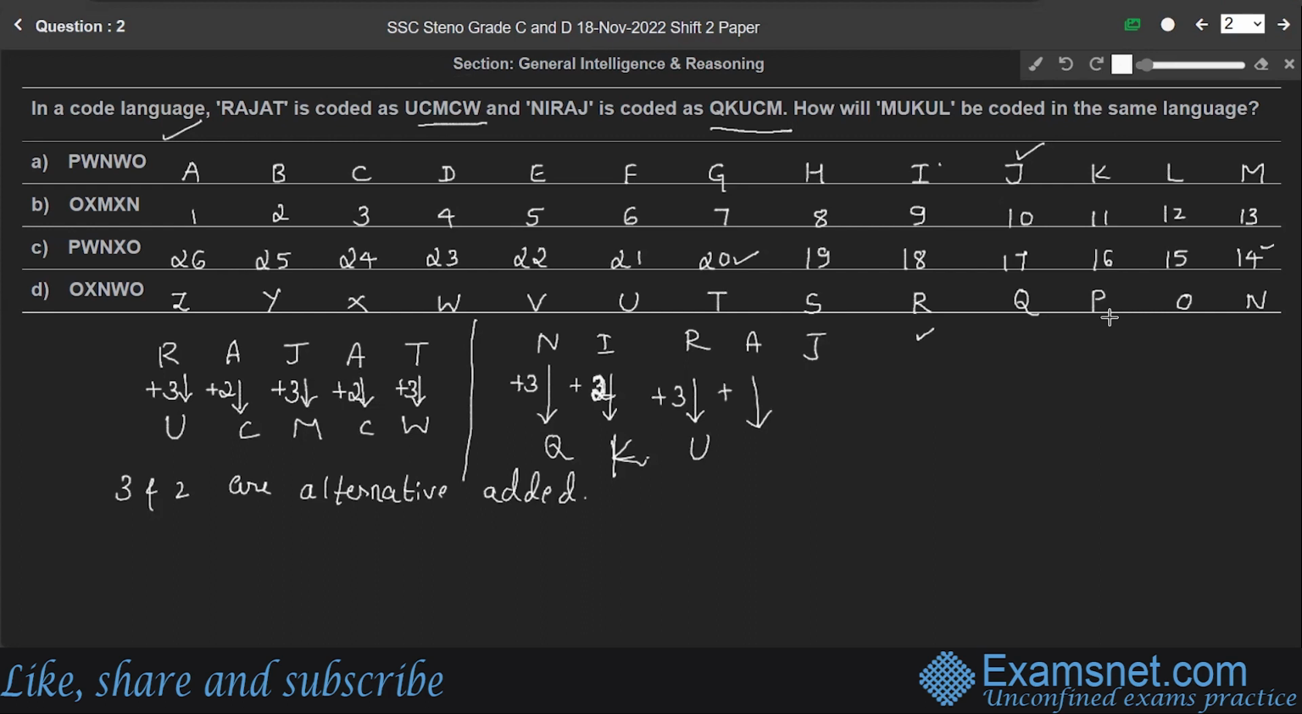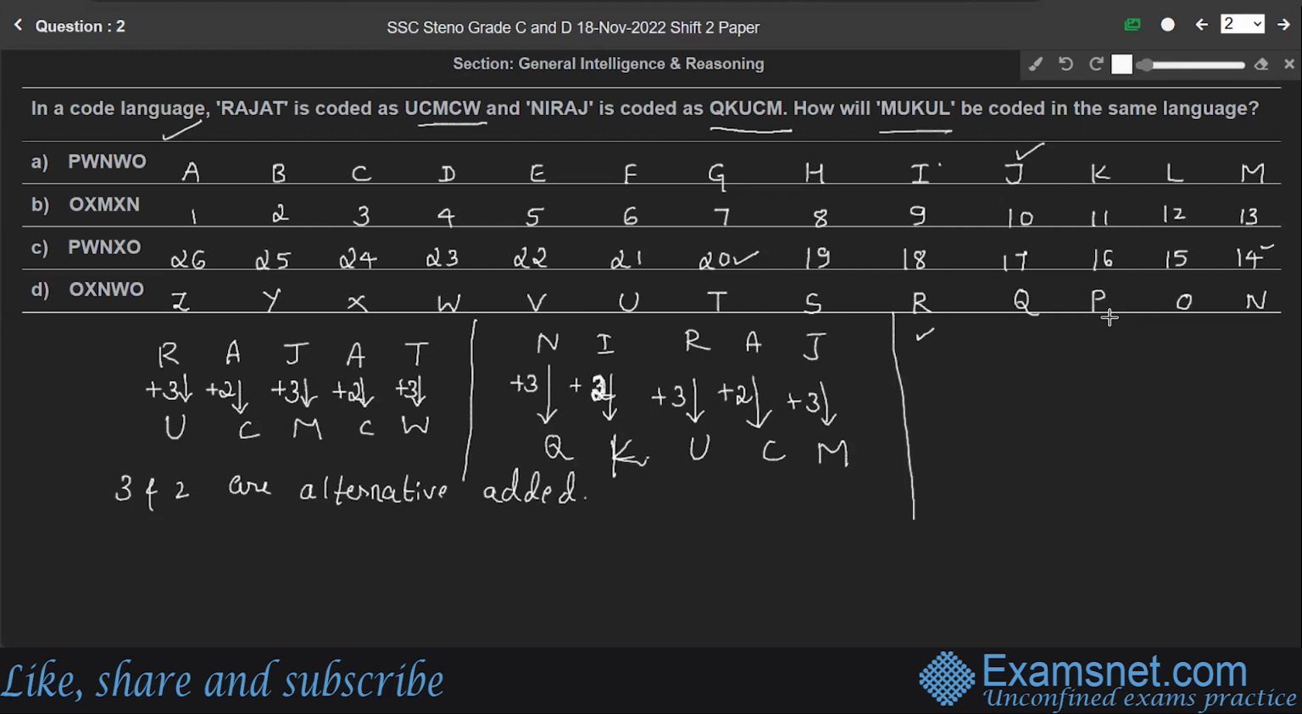Then add 2. Alternatively, add 3 and 2, right? So A plus 2 is C. Then J plus 3. So J is 10 plus 3 is 13, which is M. Therefore, Neeraj is coded as QKUCM, right?